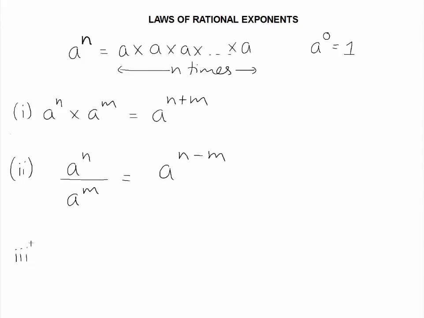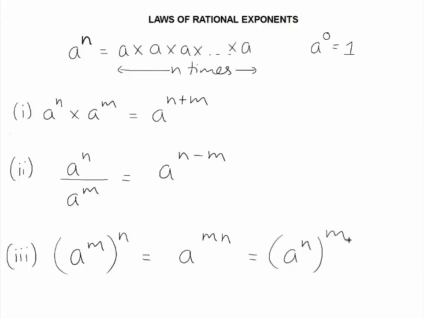The third property is a to the power m, whole to the power n, equals a to the power m multiplied by n. We can also write this as a to the power n, whole to the power m. It will not make a difference. So all these three are equal. The next law is a to the power minus n equals 1 by a to the power n. So whenever there is a negative exponent, we take the reciprocal.